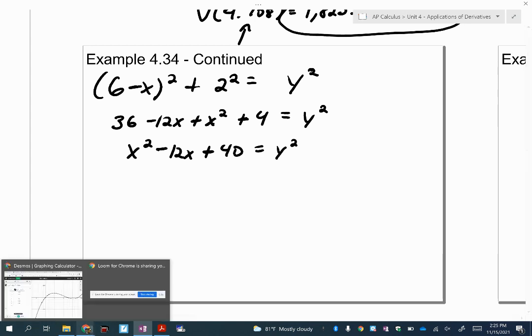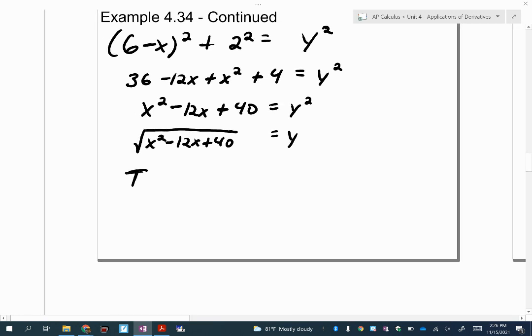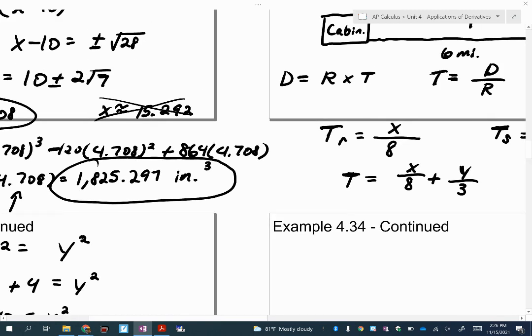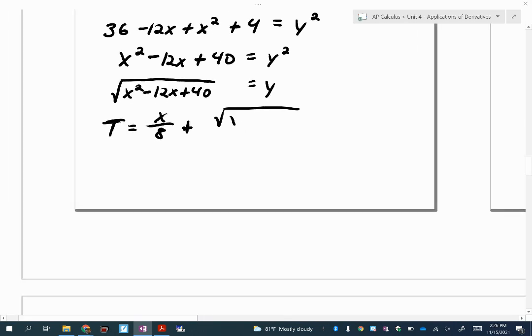Again, I don't want y squared, I want letter y. So when I want to finish this to get it to be y, I take the square root of both sides. I get the square root of x squared minus 12x plus 40. So what I'm going to do is I'm going to replace that. So t, my time, is equal to x over 8 plus, but instead of writing my y over 3, I'm going to write all of this, the square root of x squared minus 12x plus 40 over 3. Okay, so this is the function that I'm going to be trying to minimize in terms of my time.